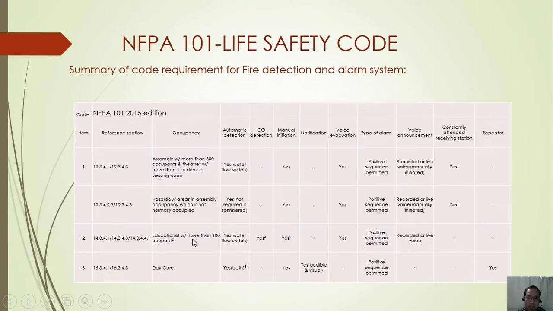So what we need in an educational occupancy, we need also automatic detection. Same with assembly, if it's already sprinklered, then we have to monitor that only, the supervision of sprinkler. So yes, we need automatic detection through sprinkler. And at the same time, we need also CO detection.